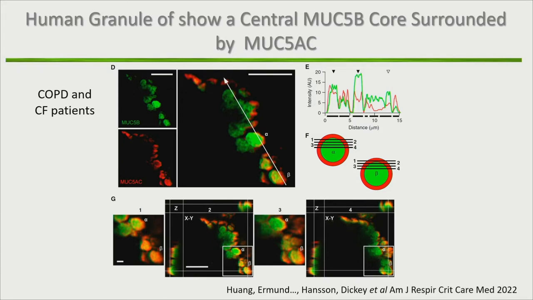And if you look at humans, which was also done in this paper, COPD and cystic fibrosis patients, you see the same thing. You see something slightly different from human to mice: you quite often see a core of the 5B and a surrounding 5AC. So they organize in some way inside the granule. Exactly why that is, again, I don't understand. But when they are secreting, of course, this has to be secreted together. And maybe that is important for how to form the mucus layer.